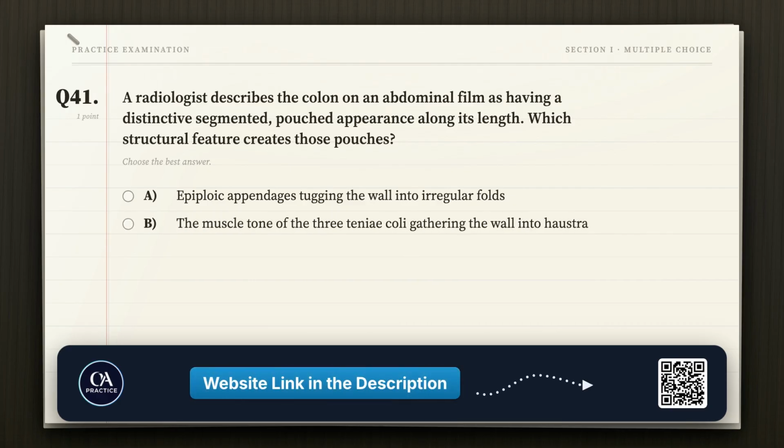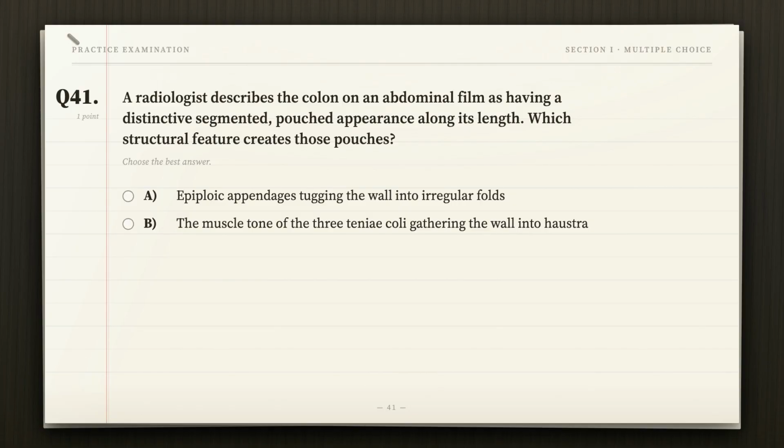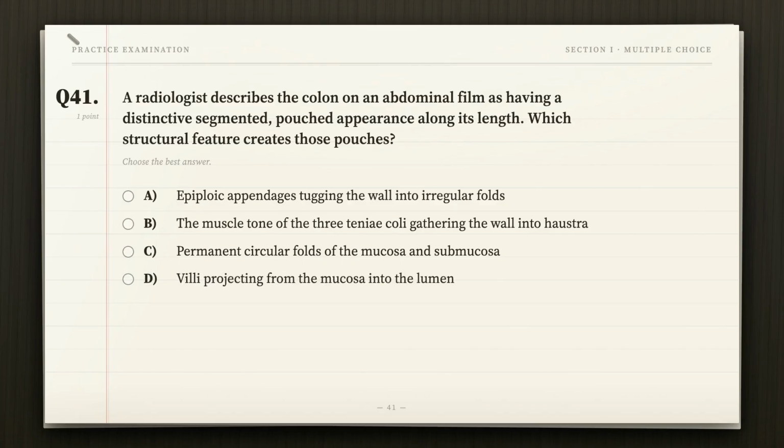B. The muscle tone of the 3 Teniae coli gathering the wall into Haustra. C. Permanent circular folds of the mucosa and submucosa. D. Villi projecting from the mucosa into the lumen. Which one is it? Pause the video if you need more time.